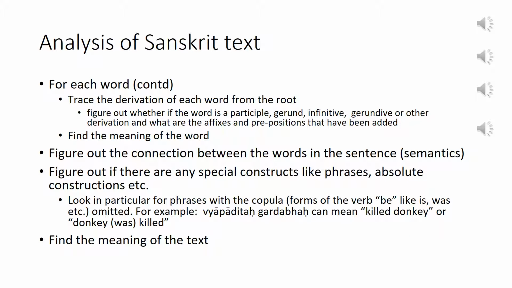Then we need to trace the derivation of each word from the root. Figure out if the word is a participle, a gerund, infinitive, gerundive, or any other derivation, and what are the affixes and prepositions that have been added. Then we need to find the meaning of the word. The next step is to figure out the connection between the words in the sentence, the semantics. You will also need to figure out if there are any special constructs like phrases, absolute constructions, etc. Then find the meaning of the sentence.